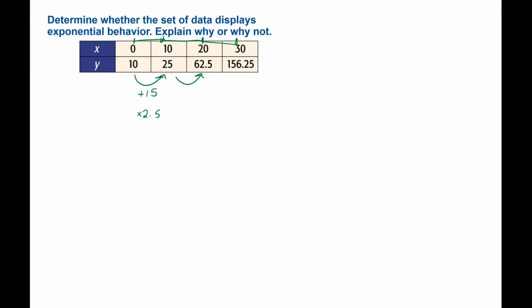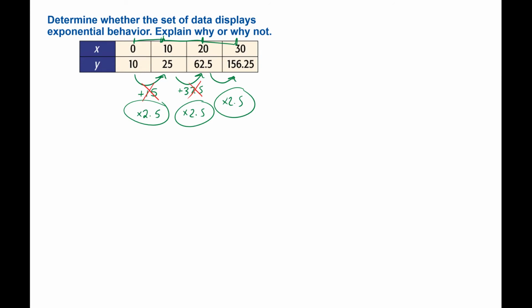25 to 62.5. Well, that would be adding 37.5. So there, I notice that my adding is different. So already it's not following that pattern, so I can knock that out of the game. What about multiplying? 25 times 2.5 is 62.5. What about the last one? You could check this in your calculator, but 62.5 times 2.5 is once again 156.25. So to get to each of my next y values, I can just multiply by 2.5.